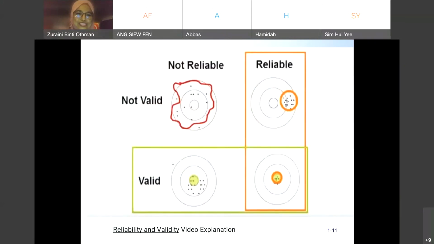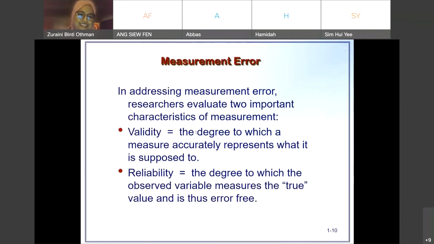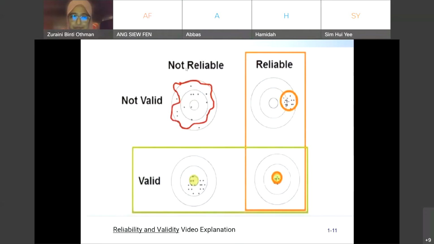So I use a figure to help me understand. That's me. Okay, so what do we call validity and what is reliability? From this picture we know that this is not reliable and not valid, because the points are separate and not on the target. What do we call reliable? Reliable is when things are closer to one another.